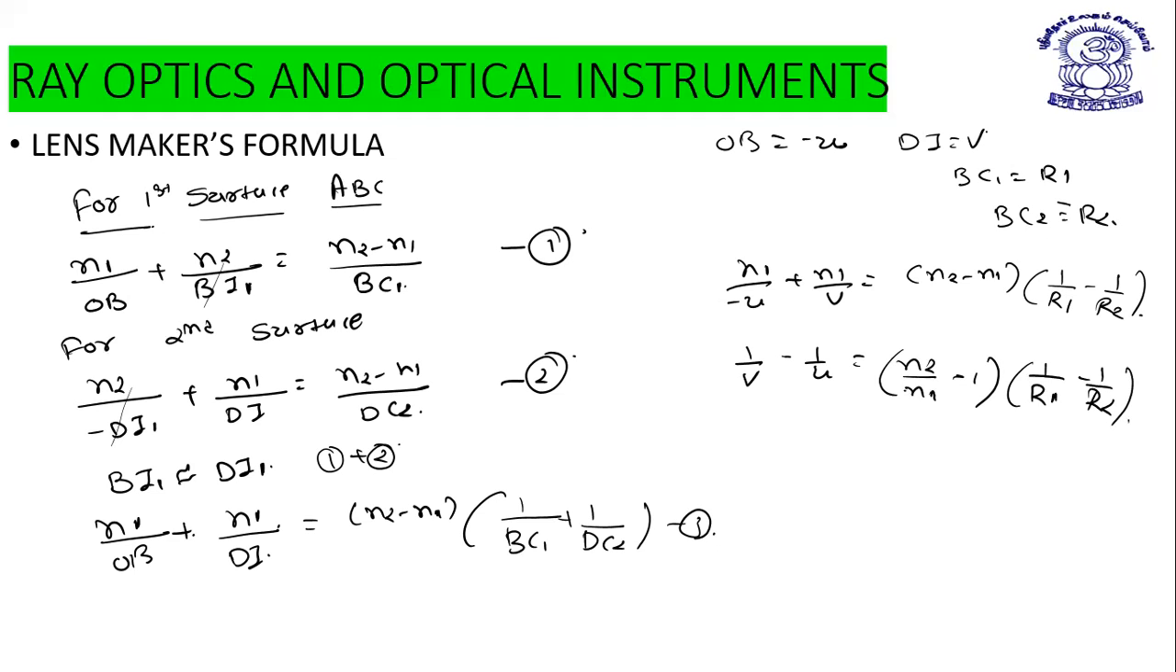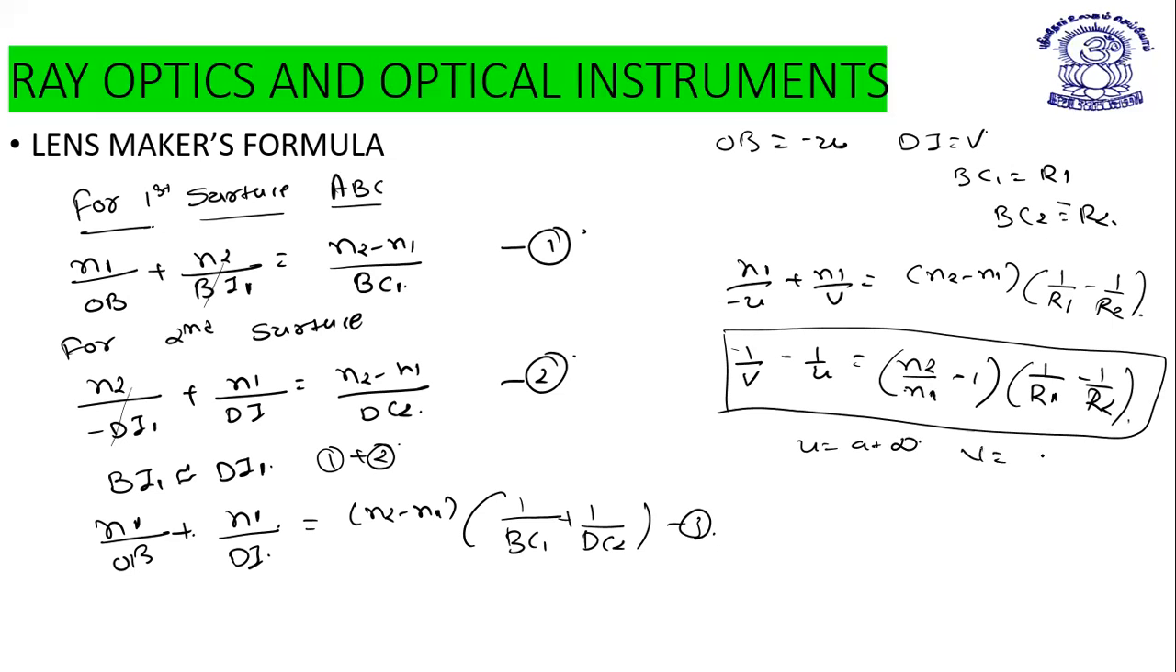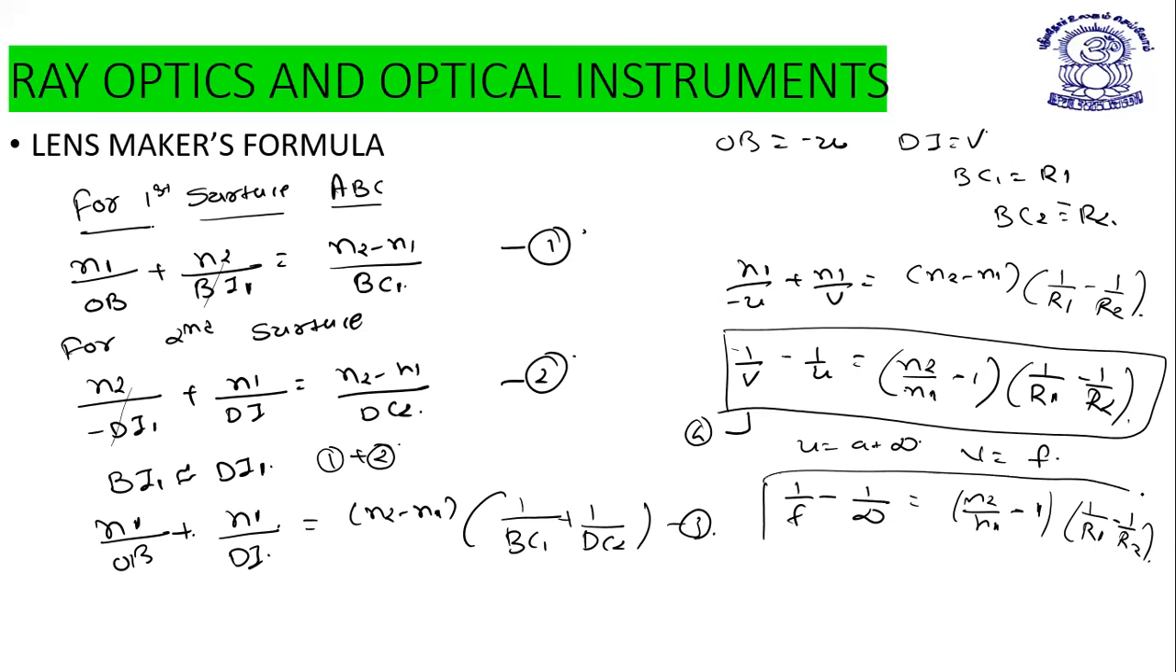If object is at infinity, this is called Lensmaker's formula. If we take object at infinity, then image will be created at focus. So 1 by f minus 1 upon infinity is equal to (n2 by n1 minus 1) into (1 upon r1 minus 1 upon r2). This is equation 4 and this is equation 5.